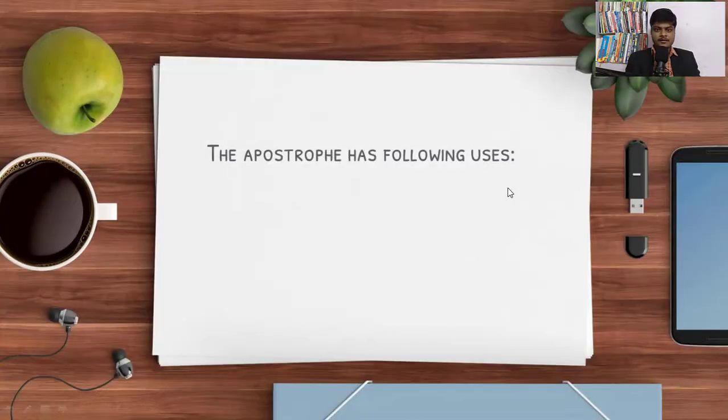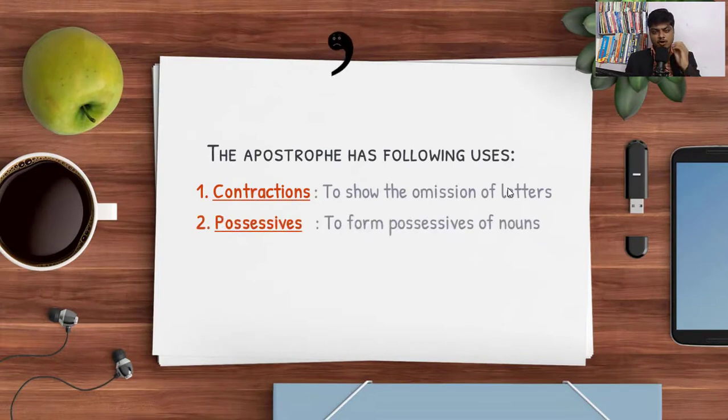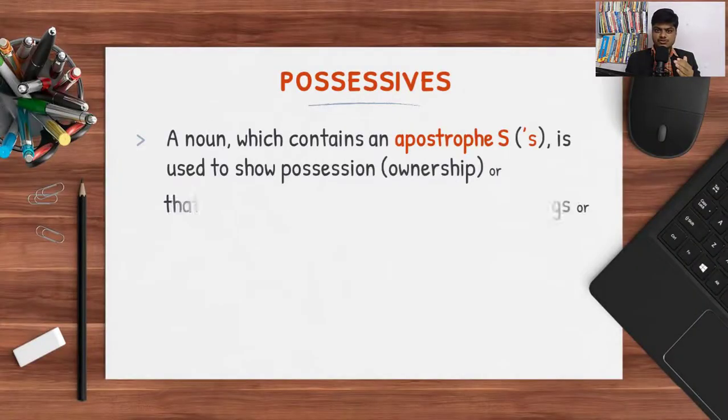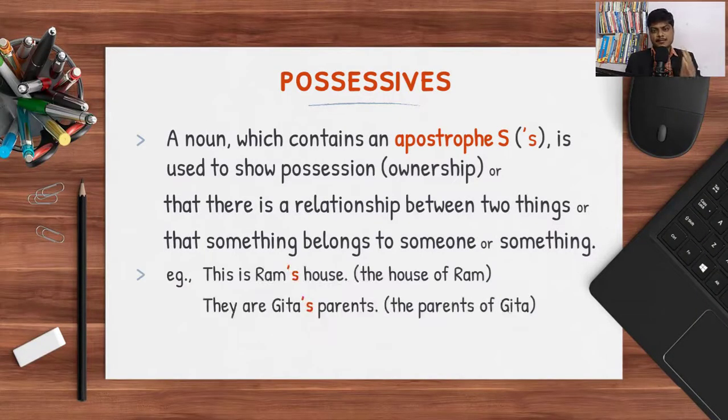Apostrophe. We use apostrophe for the following uses. One is contractions, to show the omission of letters. Possessives, to form possessives of nouns. In this video, we are going to learn possessives. A noun which contains an apostrophe s is used to show possession or ownership, or that there is a relationship between two things, or that something belongs to someone or something.